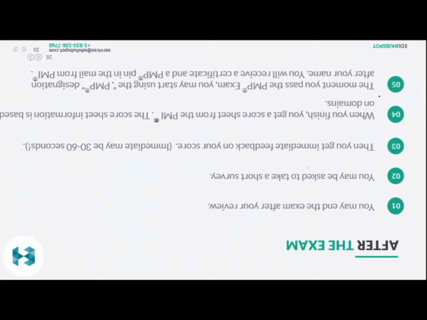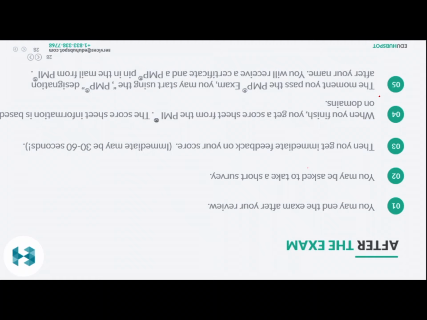So, they will give you a breakdown of those three domains: people, process, and business environment, and they will say whether you were above target, needs improvement, or below target. So that is what they will tell you. Then after you are PMP, you can start using the word PMP after your name.